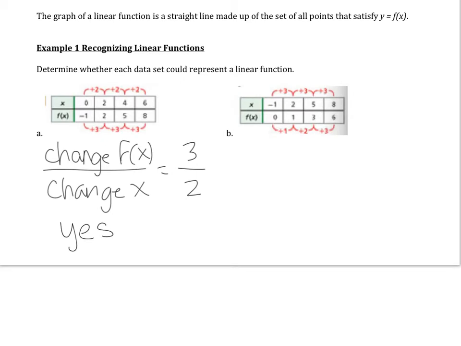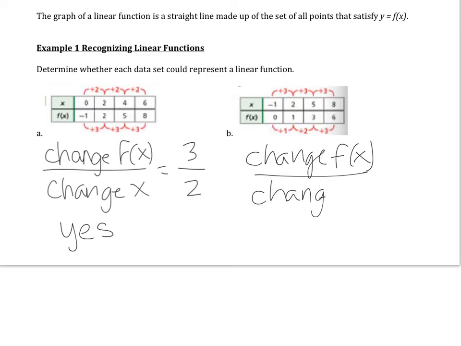But looking at b, change in f of x over the change in x, change in f of x is 1 over 3. That doesn't equal the next change, which doesn't equal the next change, so no, that is not linear.